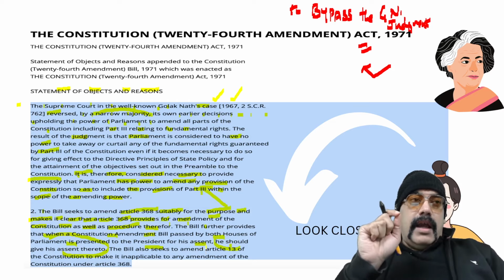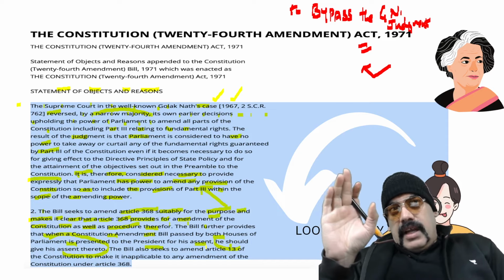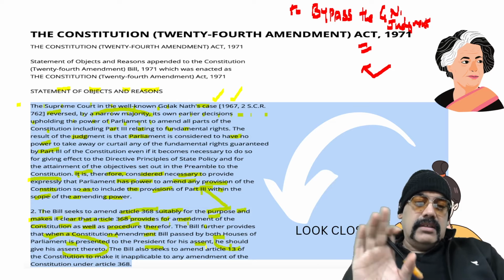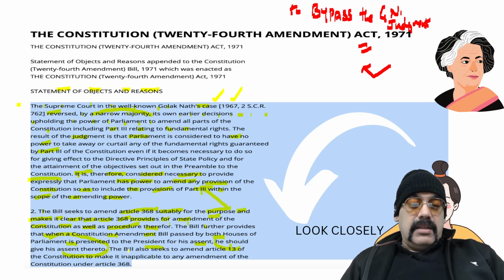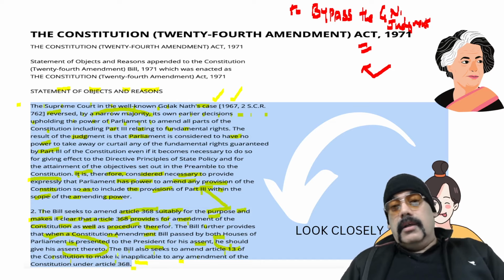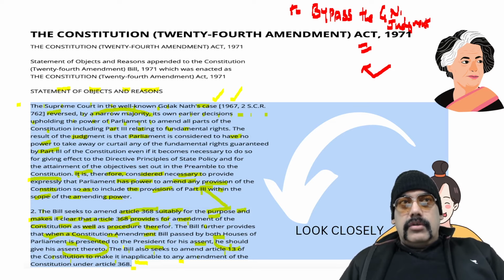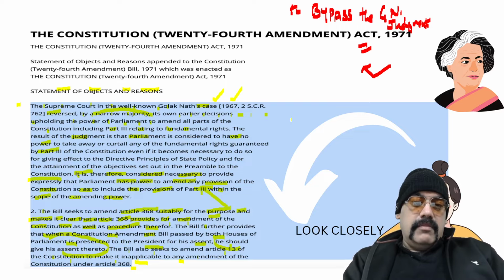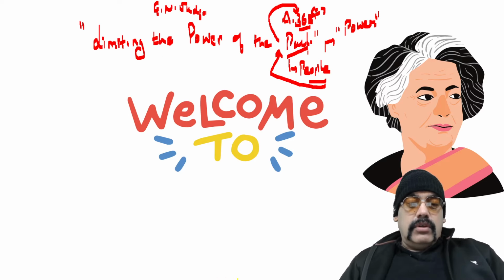So what are you doing now? Let's look at the last line, and that should be the end of it. If there is an iota of doubt in your mind about what Parliament can or cannot do, that is put to an end now. There is nothing else we can speak. The bill also seeks to amend Article 13 of the Constitution to make it inapplicable to any amendment of the Constitution under Article 368. If this is not showing red flags, then nothing else would. There are hundreds of red flags here. So what is the 24th Constitutional Amendment Act 1971 actually saying? Just to recap, it says Article 13 is being made practically inapplicable to any amendment under Article 368.